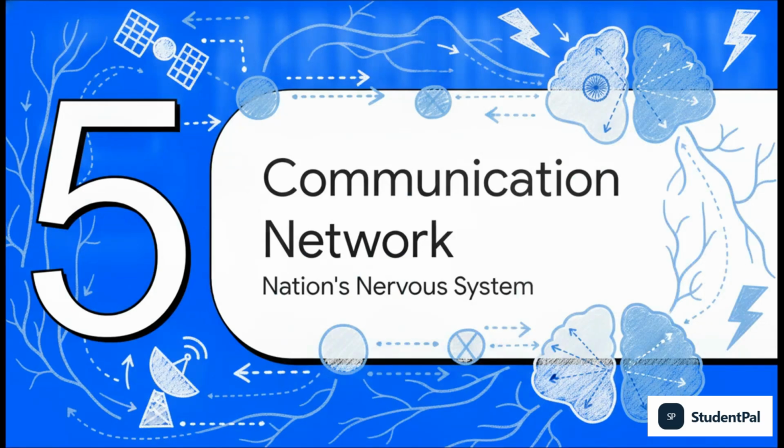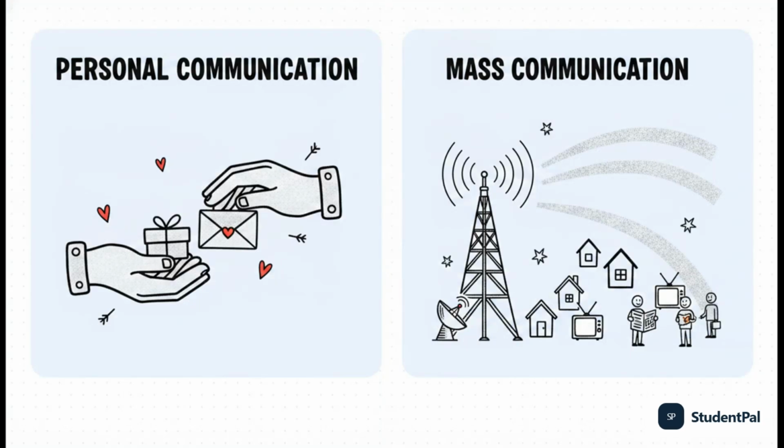Section 5. The communication network, the nation's nervous system. So, if transport is our circulatory system pumping goods everywhere, our communication network is absolutely our nervous system. We divide this into 2 main categories. First, personal communication. This is between individuals, think letters and parcels. Did you know the Indian postal network is actually the largest in the world? It's huge. They handle first-class mail like cards and envelopes, which are actually airlifted, and second-class mail like book packets that are carried by surface transport.